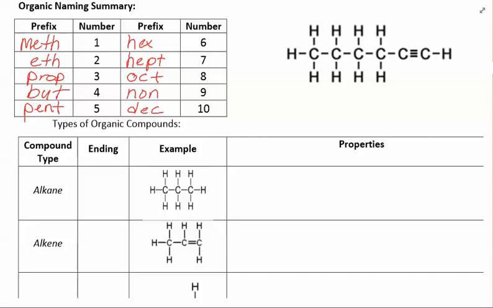So if we take a look at this example, the first part of naming any organic compound is counting the quantity of carbons that are there. So this molecule has 1, 2, 3, 4, 5, 6 carbons. So it's going to use the prefix hex. The second part we're going to talk about in just a moment, but to start off, you always count the quantity.